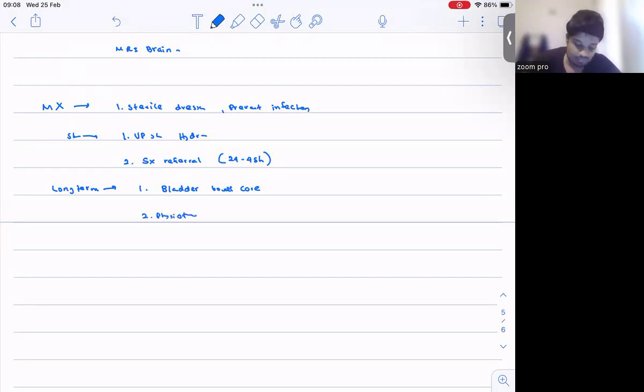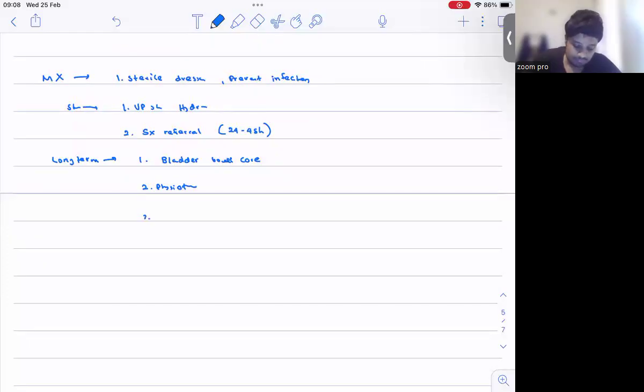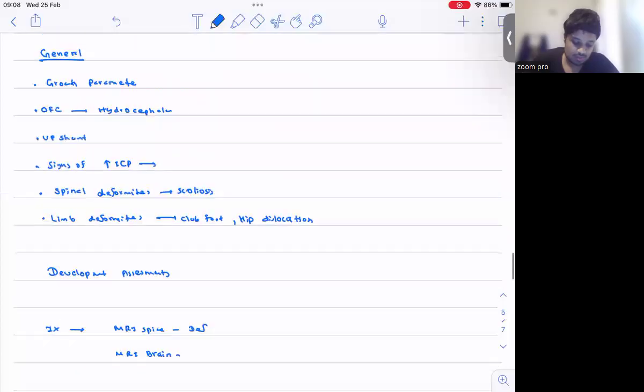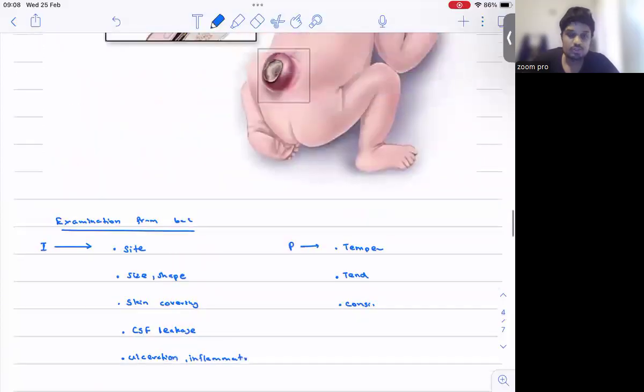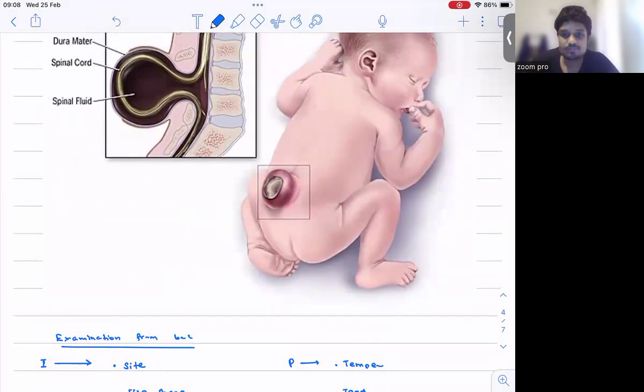Then orthopedic referral if required. We mentioned there are some foot deformities and hip deformities which can be associated. So if required, we can go for orthopedic referral as well. So basically, that's what you have to do when you get a child with meningomyelocele. Okay. Thank you very much.